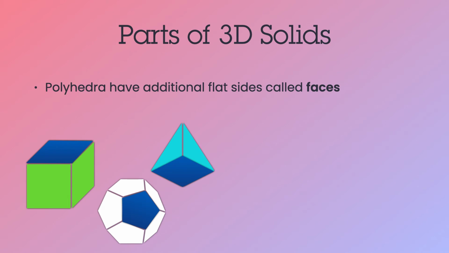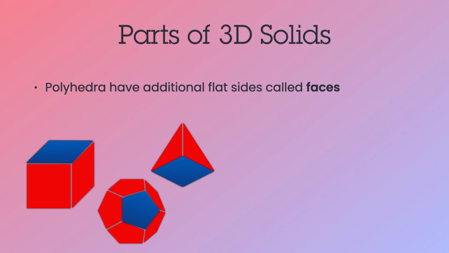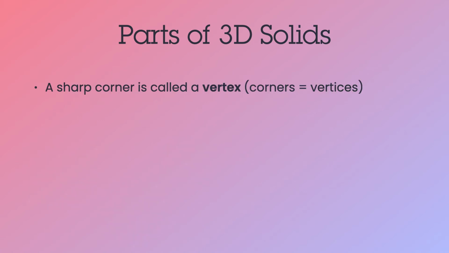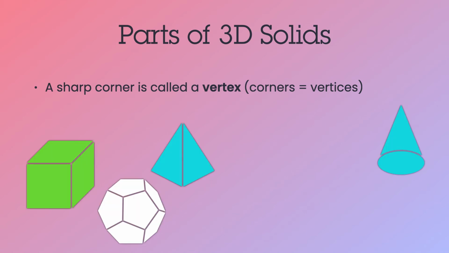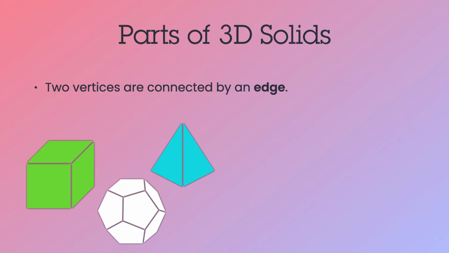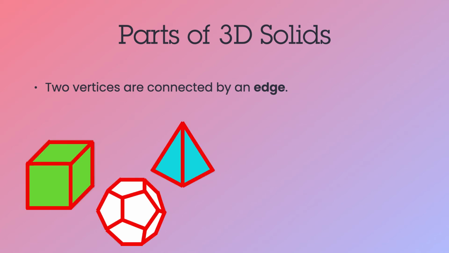Now, if we look at just the polyhedron on the side here, there are additional flat sides, and we call those faces. The sharp corners on any of these shapes are called vertices. So the polyhedra, of course, have vertices, but the cone does too. It's got a sharp corner there. And 2 vertices, all those little red dots, when they're connected, we call those edges. So here are our shapes that have at least 2 vertices, and we connect them with the edges.